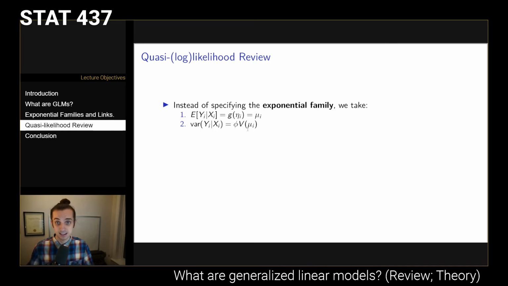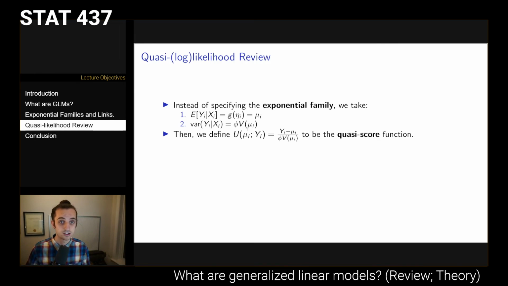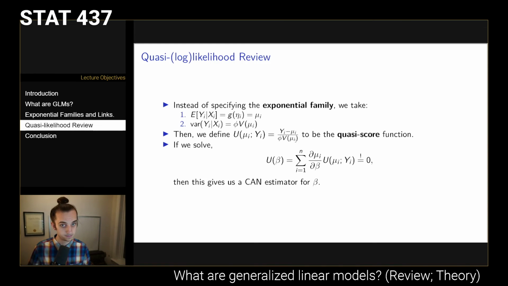So it makes sense to think about them as functions of mu I. And then what we're doing is we define this u function to be equal to the difference between yi and mu I, and then scaled by phi times our variance function, right? So we've specified a mean, we specified a variance, and now we build out this equation here, which is the difference divided by the variance. This is called the quasi-score function.